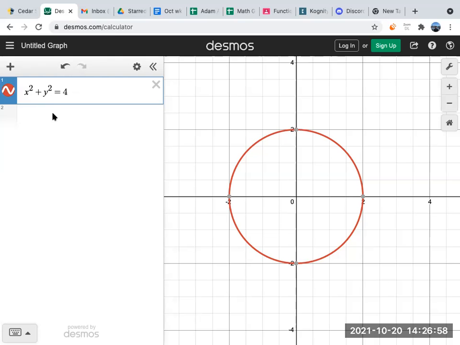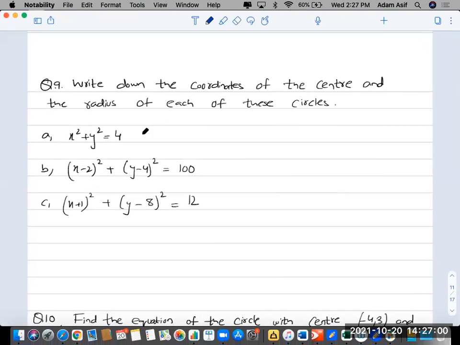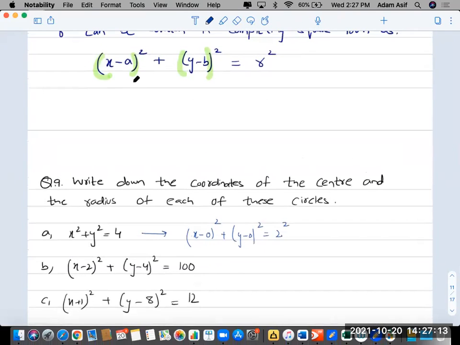So if I rewrite this equation in the completing square form, would you agree that it's X minus 0 the whole thing square plus Y minus 0 the whole thing square equals to, what is 4? It's 2 square, right? So if you compare it with this, X minus A the whole thing square plus Y minus B the whole thing square equals to R square, what is the center over here? 0, 0. Center is 0, 0, and the radius is not 4, it is 2.